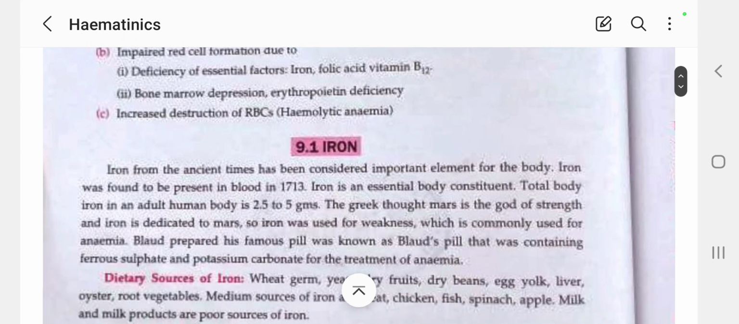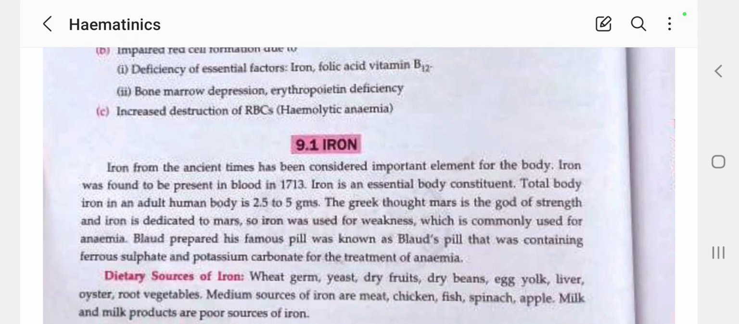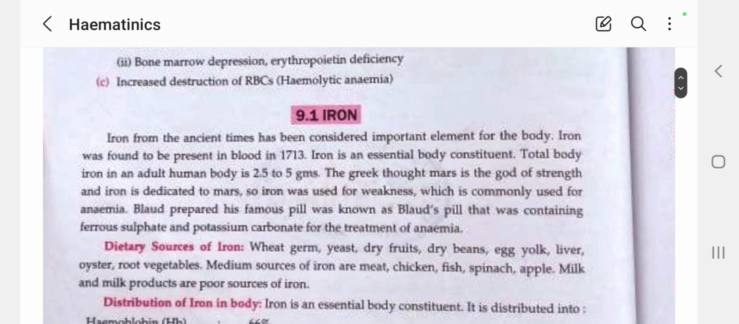Next, we will discuss iron. Iron was considered an important element for the body in ancient times, and it is still considered so now. Iron was found to be present in blood in 1730. Iron is an essential body constituent. Total body iron in an adult human body is 2.5 to 5 grams, which is commonly used for anemia.